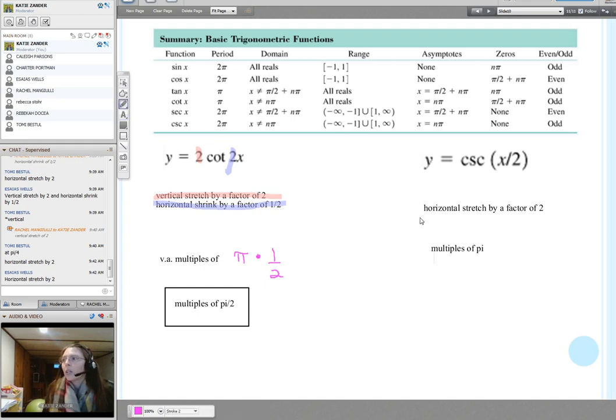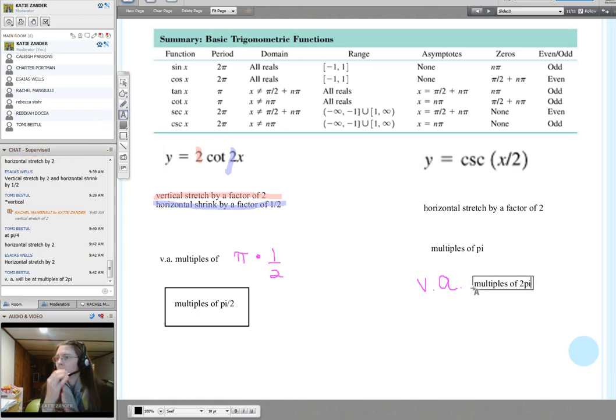However, how is the horizontal factor going to change our asymptotes now? Yes, you multiply by that factor, which is 2. 2 times pi is just 2 pi. So you will have vertical asymptotes at multiples of 2 pi. Very good.